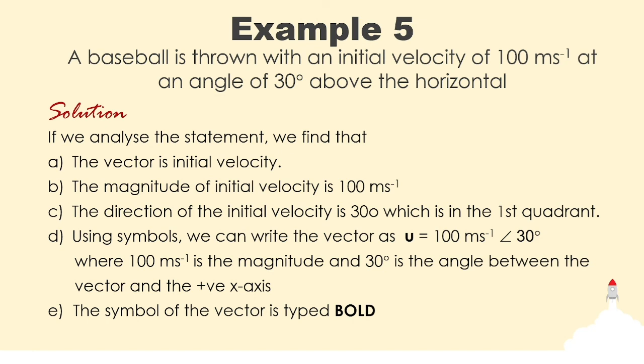Using symbols, we can write the vector as u equal to 100 meters per second angle 30 degrees, where 100 meters per second is the magnitude and positive 30 degrees is the direction of vector above the positive x-axis. The symbol of the vector is type bold.